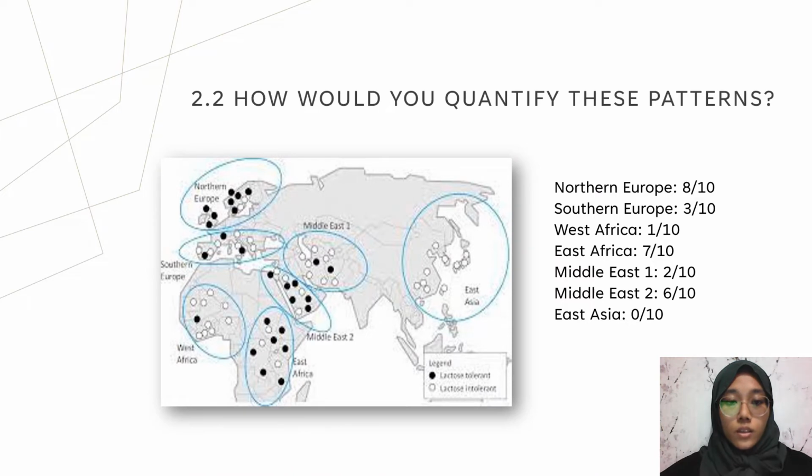For the second question, how would you quantify these patterns? The patterns are about the lactose tolerant population. For Northern Europe, 8 over 10, Southern Europe, 3 over 10, West Africa, 1 over 10, East Africa, 7 over 10, Middle East 1, 2 over 10, Middle East 2, 6 over 10, East Asia, 0 over 10.